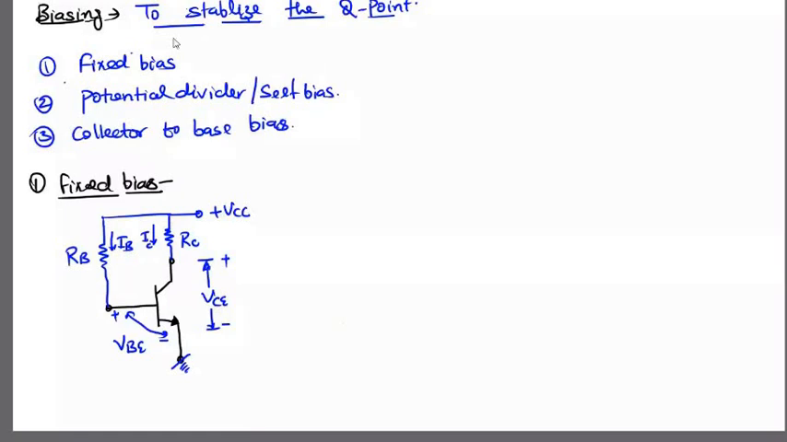Okay, fixed bias. If somebody asks you what is fixed bias, we apply one resistance at the base terminal and one resistance at the collector terminal, and both are connected to the power supply. This is called a fixed bias network. Now I'll try to apply some KVL or KCL equations.